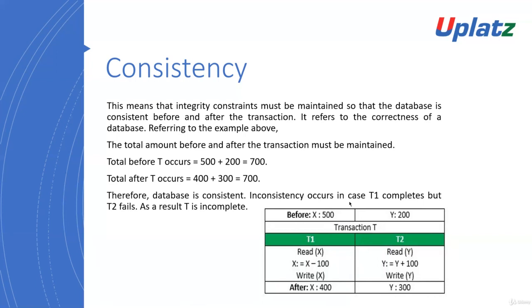Inconsistency would have occurred just in case T1 completes but T2 fails. As a result, this transaction T is incomplete overall. But right now, as you can see, we have consistent data in our table. So we are good to go with consistency.